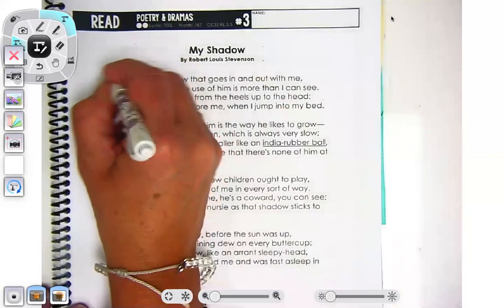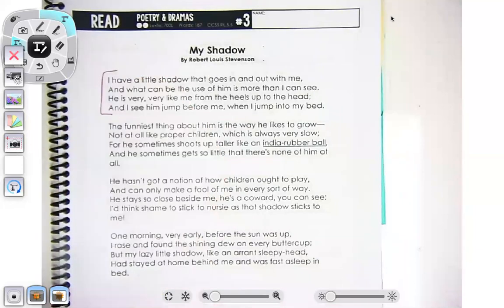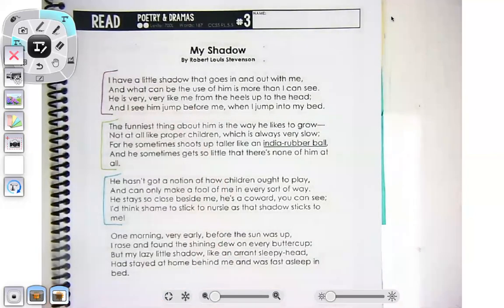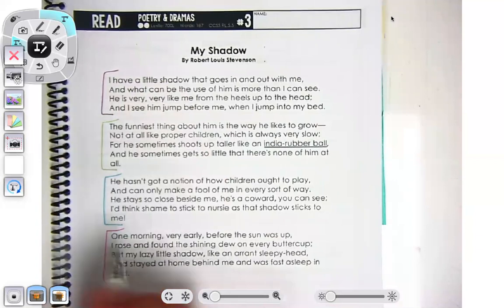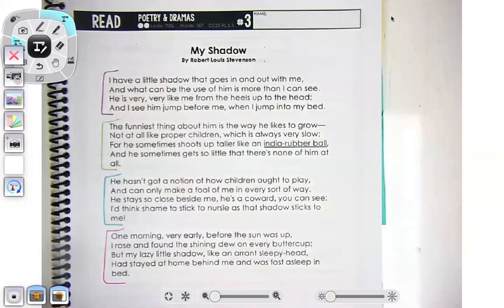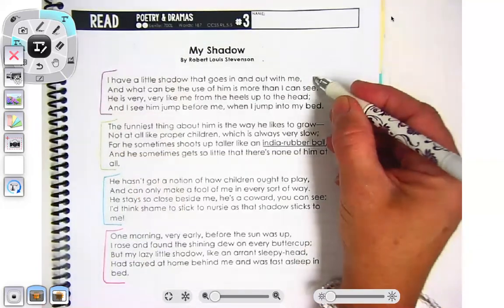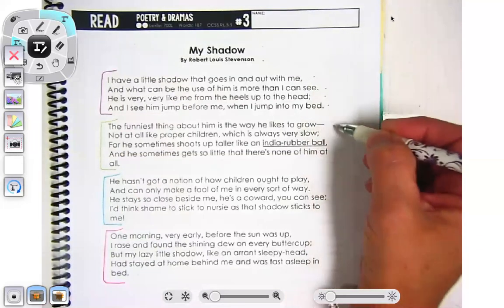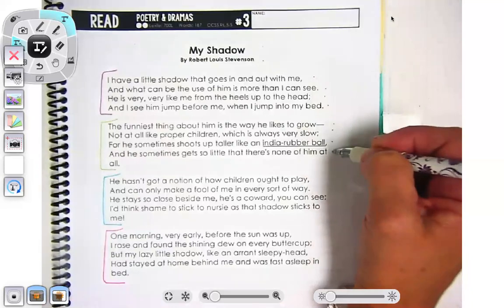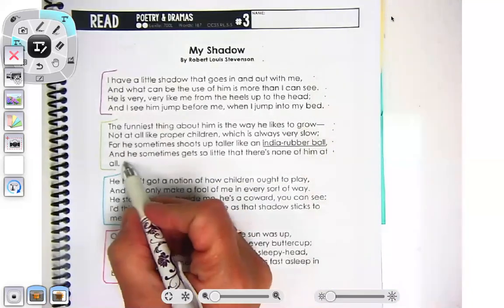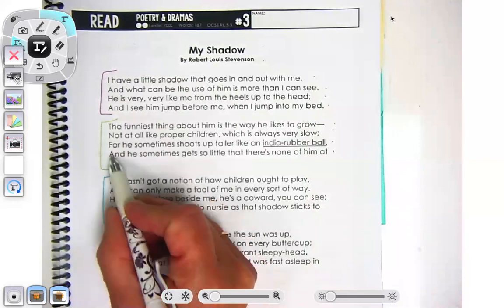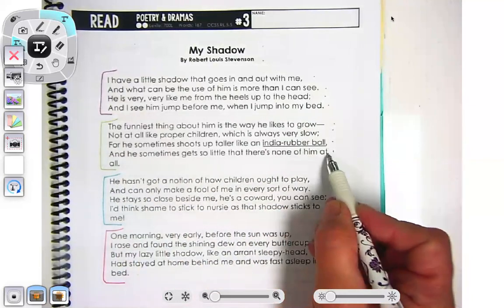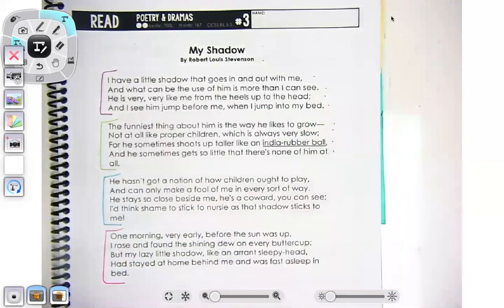So we have one stanza, two stanzas, three stanzas, four stanzas. Each stanza, if you noticed, has 4 lines. Yes, they may continue on the next line, but this is still considered one line, one sentence, one line. Also, poetry can rhyme, and it doesn't have to rhyme. It can be free verse.